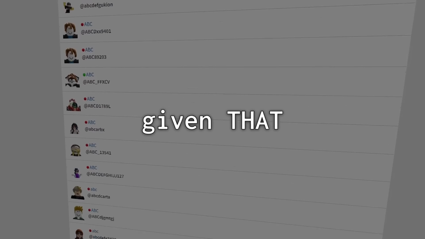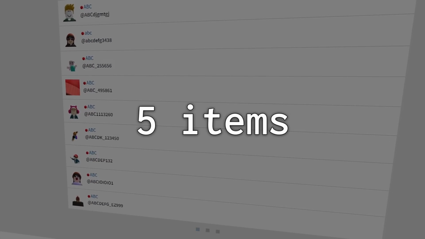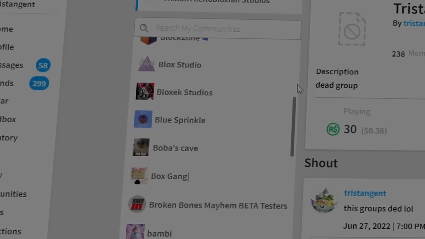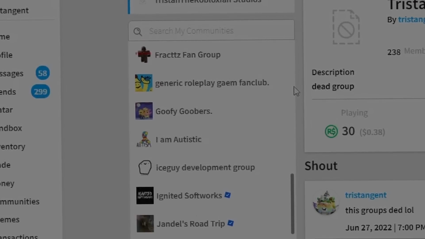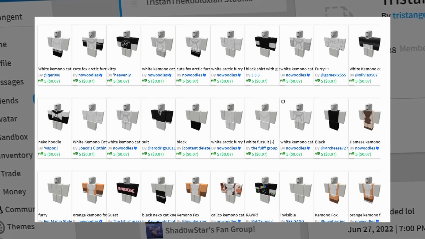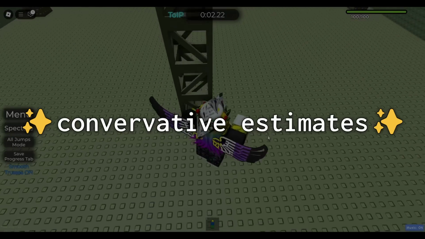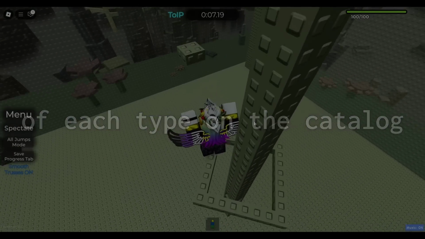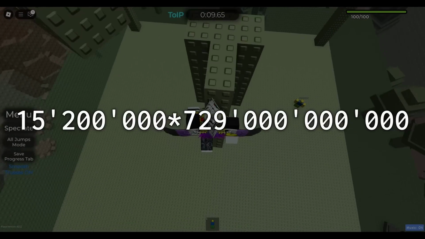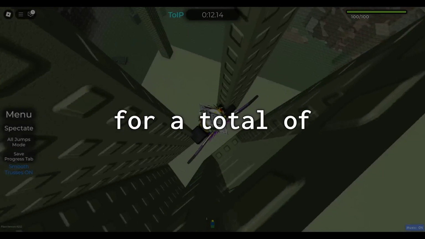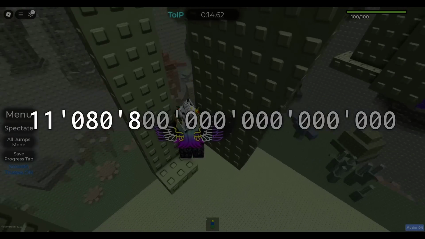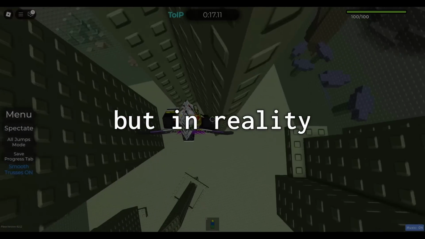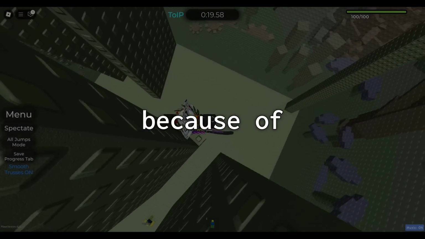So yeah, given that, I'm assuming that each person also averages 5 items because of groups and whatnot, essentially making the same thing but like a different texture, like all the pride cones or different versions of the same item like this and stuff like that. Based on these conservative estimates, there's about 15.2 million accessories of each type on the catalog. You would probably assume that you just multiply this along with the 729 billion number from earlier for a total of a measly 11.0808 quintillion. But in reality, it's far more than that because of one thing. You can wear 3 head accessories at once.